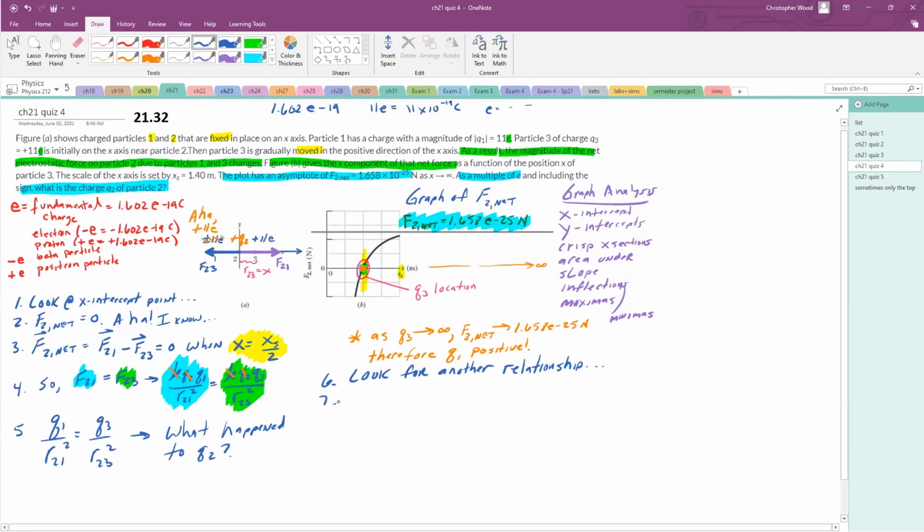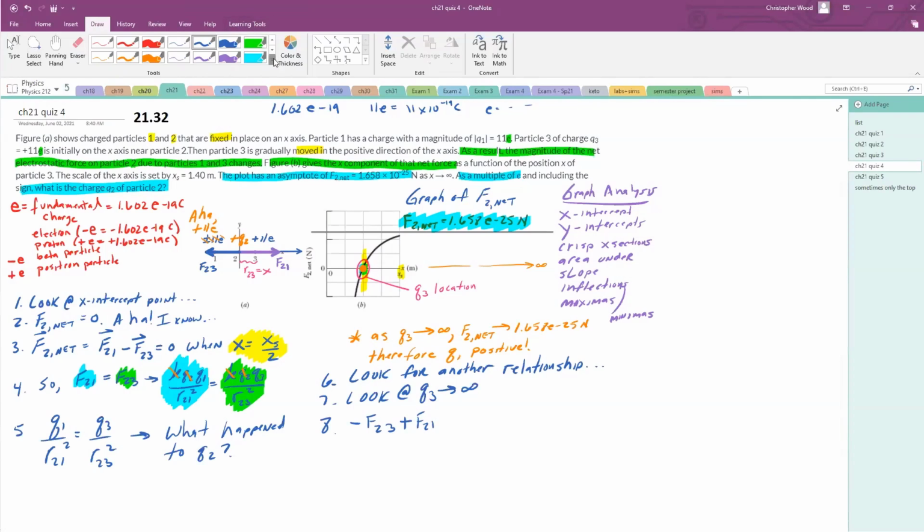And one thing that comes to mind: look at Q3 as Q3 goes to infinity. Let's look at the case when Q3 is at infinity. Q3 is infinitely far away. If that's the case, I have this: negative F23 plus F21.